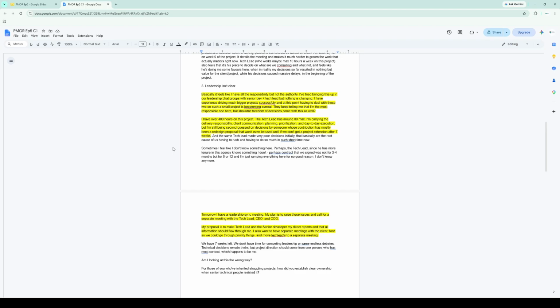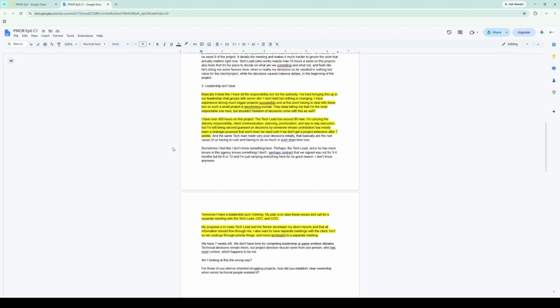I have over 400 hours on this project. The tech lead has around 80 max. I'm carrying delivery responsibility, client communication, planning, prioritization, and day-to-day execution, but I'm still being second-guessed on decisions by someone whose contribution has mostly been a redesign proposal that won't even be used until we get a project extension after 7 weeks.